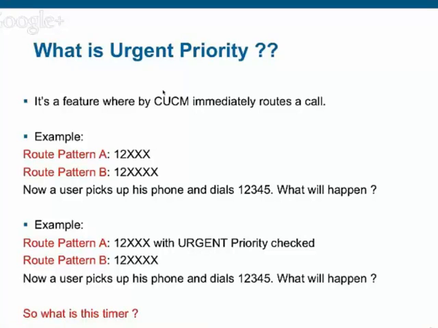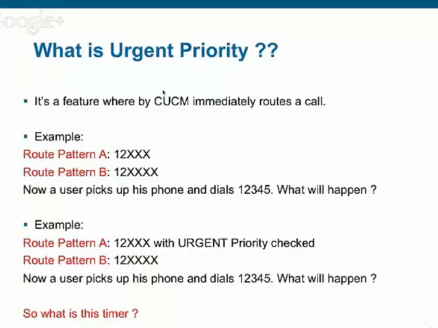So now there is no way that CUCM can decide what you are planning to dial. Are you planning to dial a 5-digit extension, or are you planning to dial a 6-digit extension, which would be a subset of the 5-digit route pattern? So the way CUCM breaks this tie is we have a timer set up.